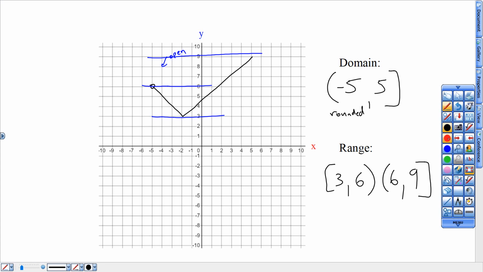Know that, of course, if this was filled in right here, then that would have been square -5 to 5 square. And for my range, that would have been from +3 square straight up to 9 square without a break in it. But I do have a break in it, so that makes this rounded, -5 to 5, and then range from square 3 up to rounded 6, and then from rounded 6 up to square 9.